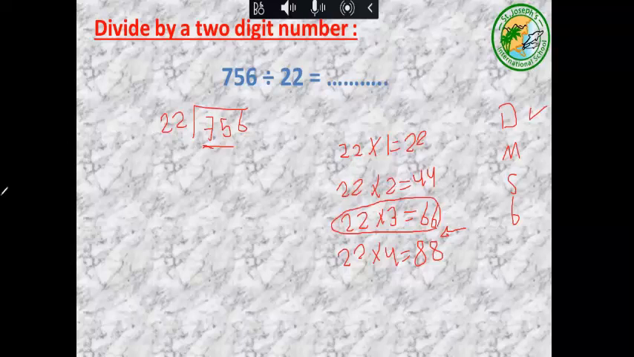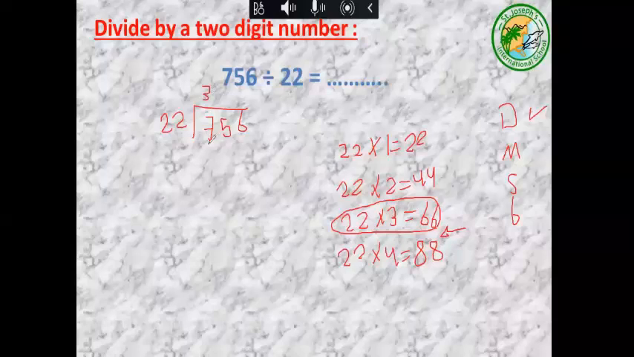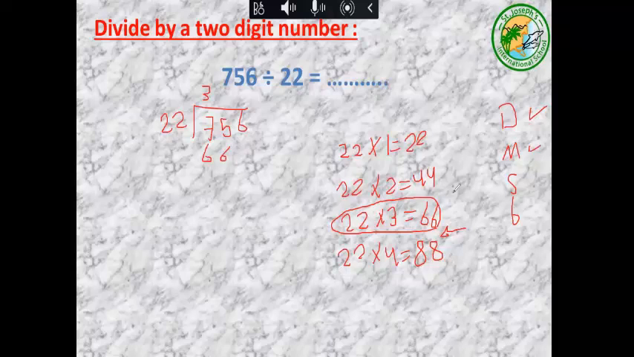22 times 3 equals 66. And this is the second step. The third step, I will subtract. 5 minus 6, it doesn't work. I will borrow, it will be 6, and this 5 will be 15. 15 minus 6 equals 9. Fourth step, I will bring down the next number.